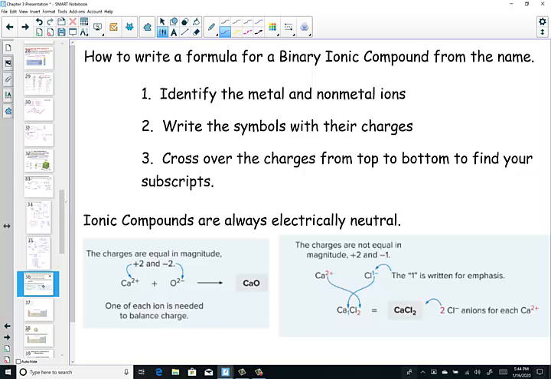So we've really done some good practicing, kind of setting up what we call the crisscross method when we write out our formulas. And I'd like to come back in our next video and just practice writing binary ionic compounds from the name, and then naming binary ionic compounds. So take a break, come on back when ready.